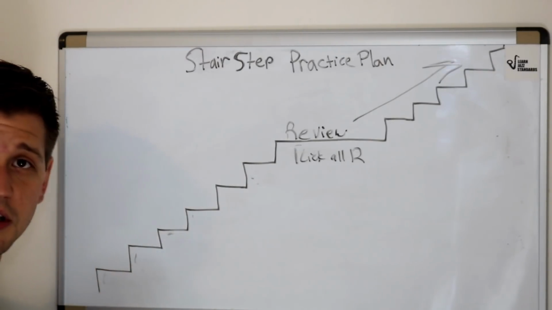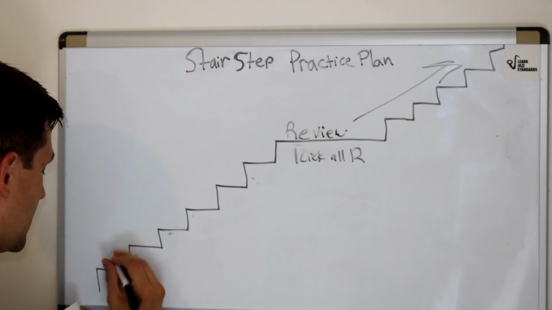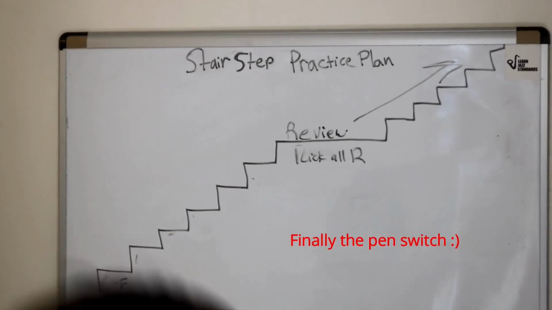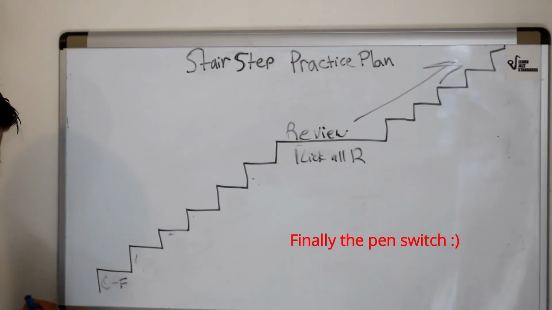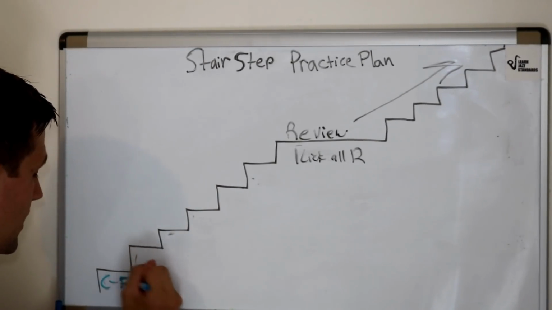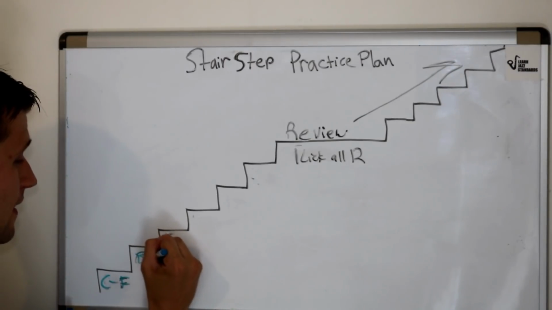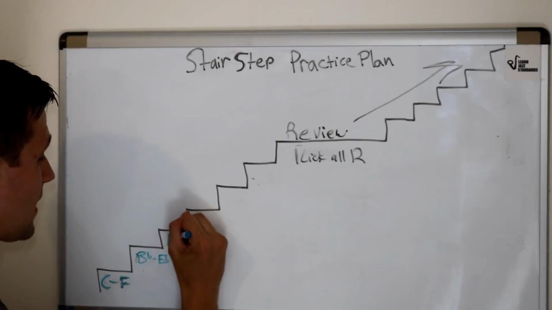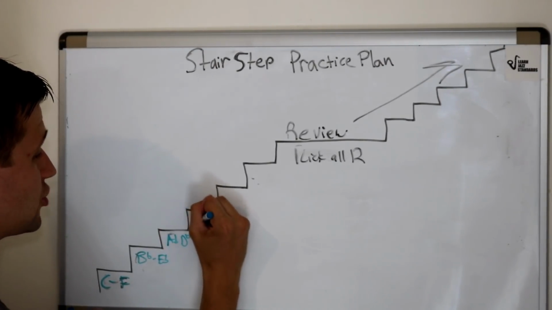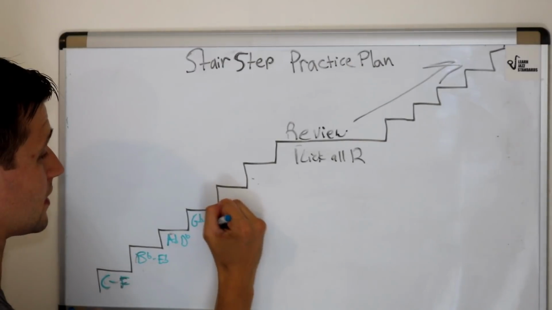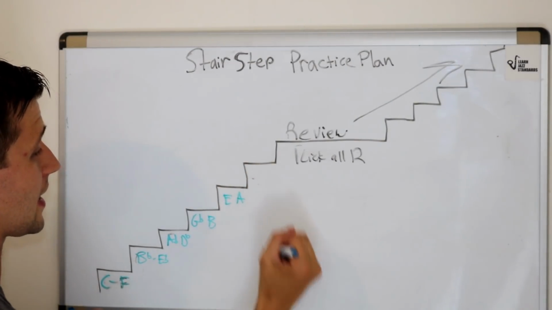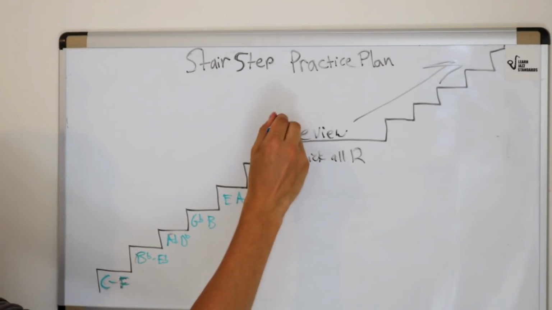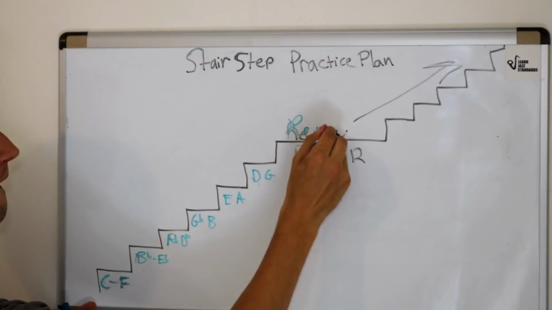So in this case, just really quickly, first session, keys of C and F. Actually, I'm gonna get a different marker here. C and F. Okay, the next session, B flat and E flat. And then after that, we have A flat, D flat, G flat and B, E and A, D and G, and then we're going to, again, review all 12 keys.